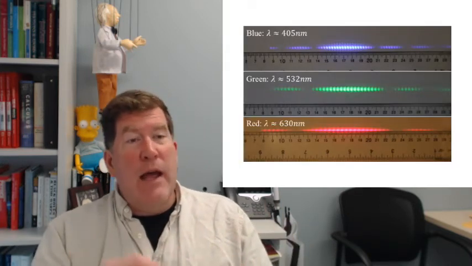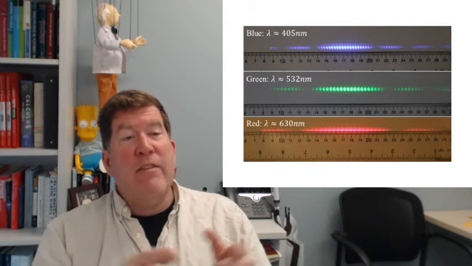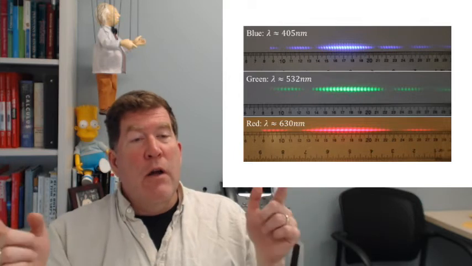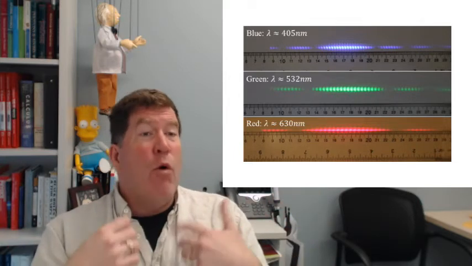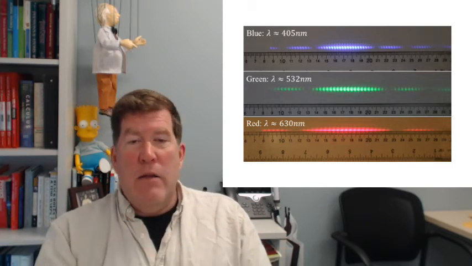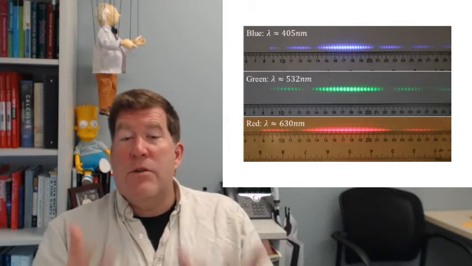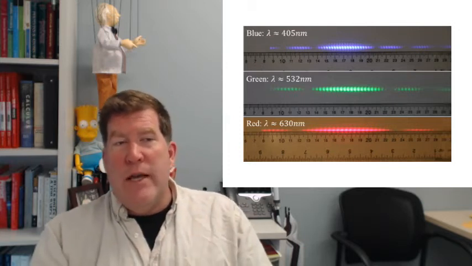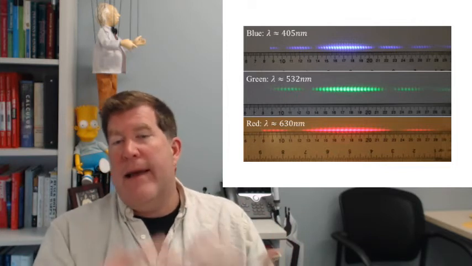So red light that has a relatively long wavelength is going to have its bright and dark spots spaced by a larger distance than green light, which has a slightly shorter wavelength, or blue light, which has a very short wavelength. So you can see that here in these pictures of the results from our simple experiment using the 3 different colors of laser pointer that I happen to have, because I'm a great big nerd and I collect these things.